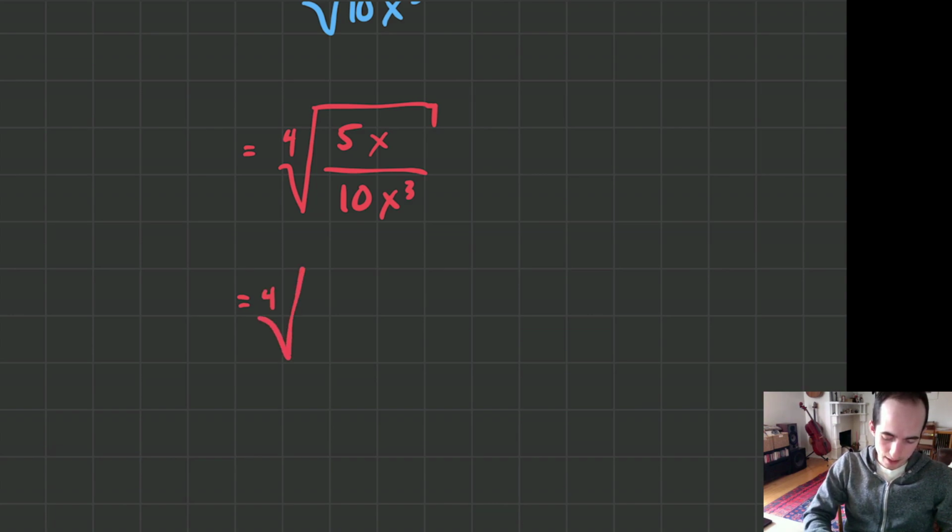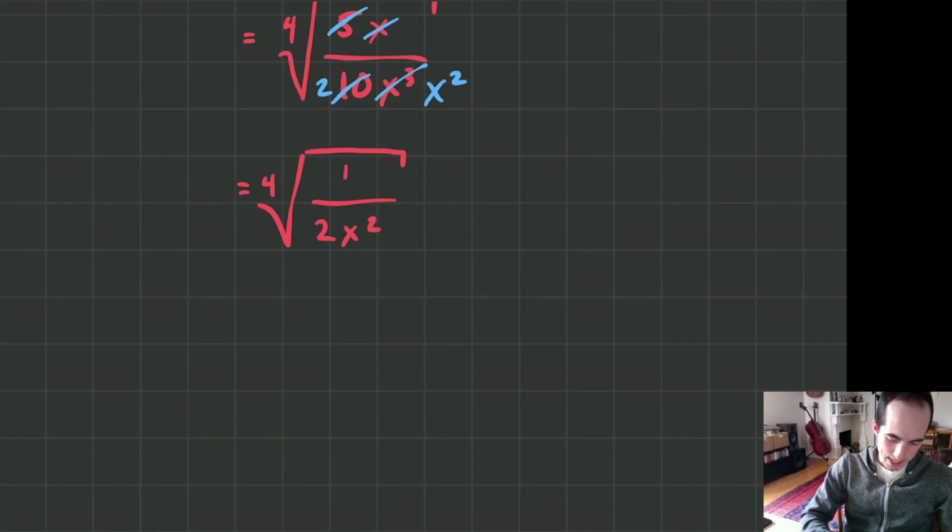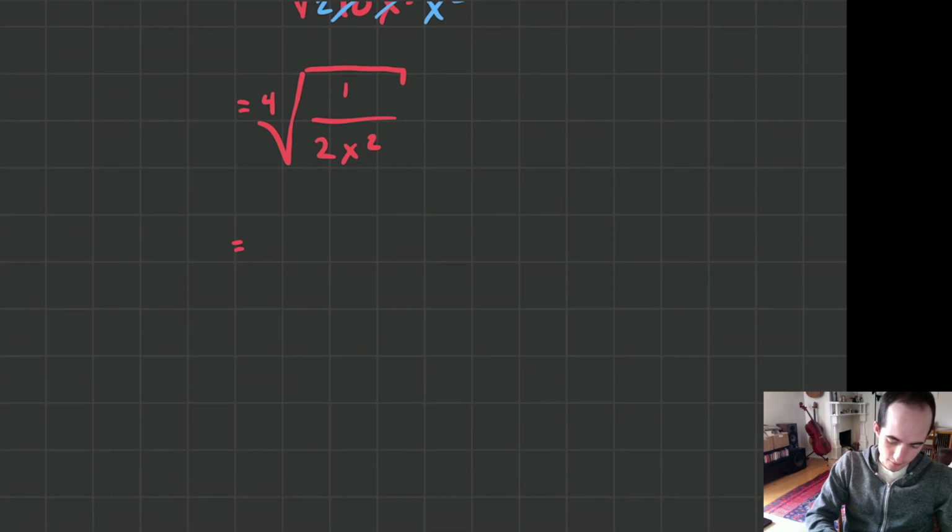Take the fourth root. Well, the 5 and the 10, they've got a 5 in common. So these cancel out. I'm left with a 2 left over. And this x and this x cubed cancel out. So I'm left with x squared on the denominator. The numerator in this case is now just 1. And here I've got 2x squared on the bottom, which is nice. Now I'm going to convert it back into a fraction of radicals. So the fourth root of 1 is just 1. And the denominator, I've got now the fourth root of 2x squared.